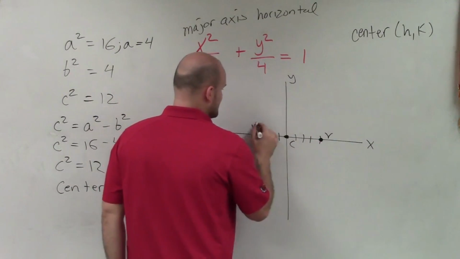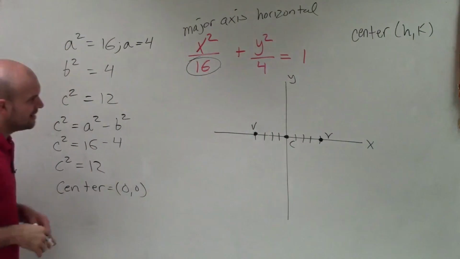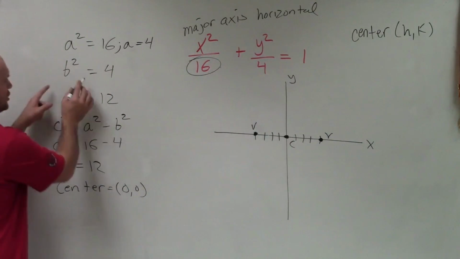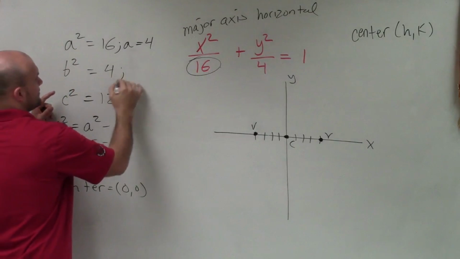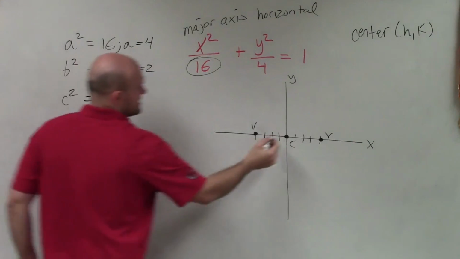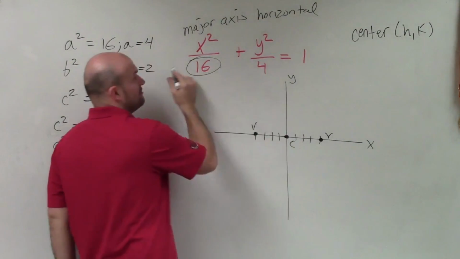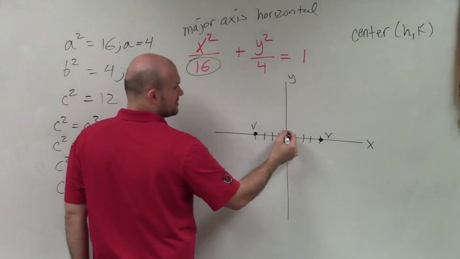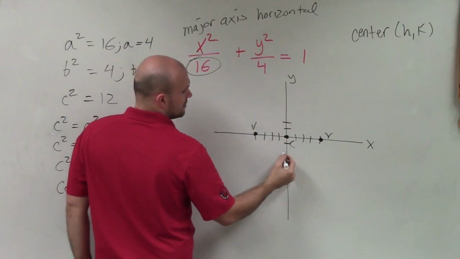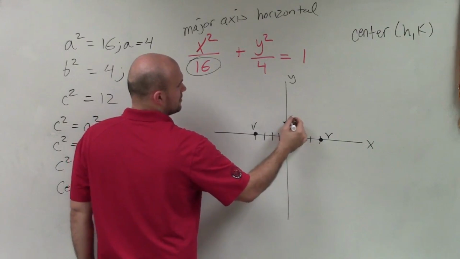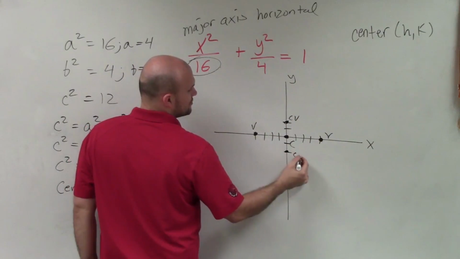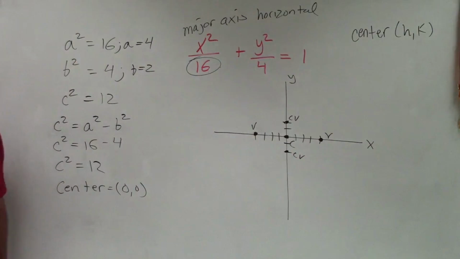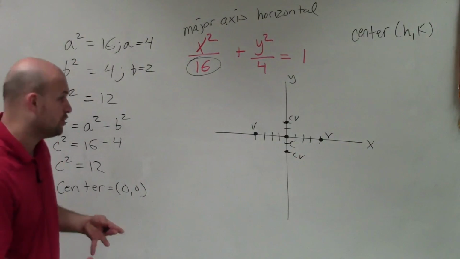So those are my vertices. Now, I didn't state what the co-vertices are, but the co-vertices would be a distance of b. So b equals 2. That's going to be the opposite direction, which would make my minor axis, which is vertical. I didn't say to go and find them, but those are what we call our co-vertices.